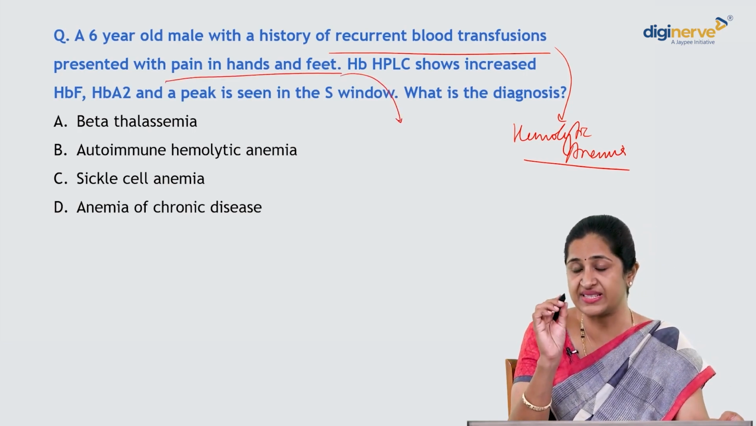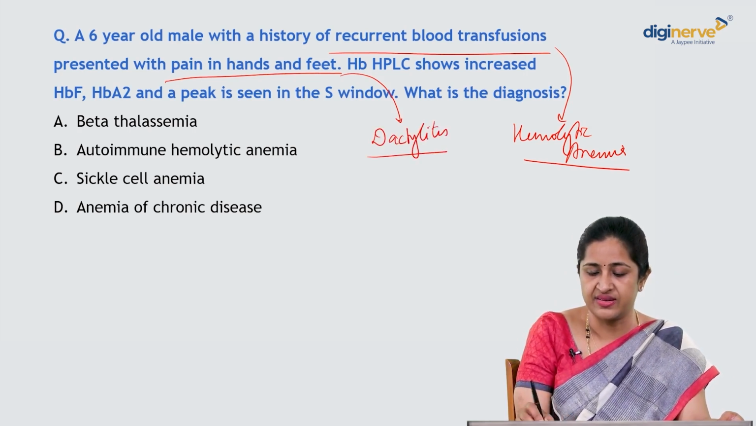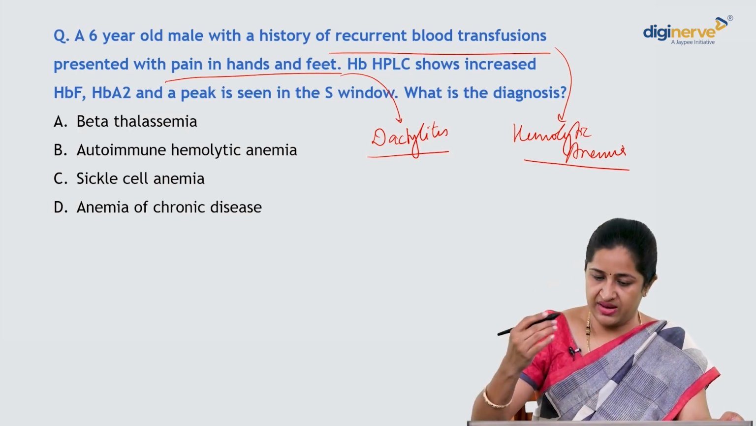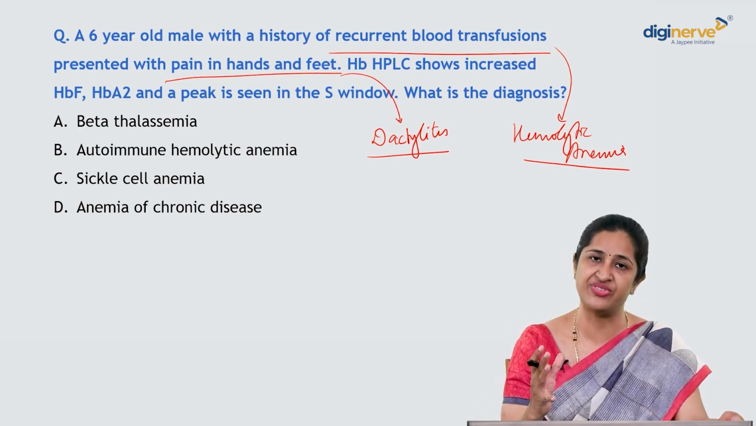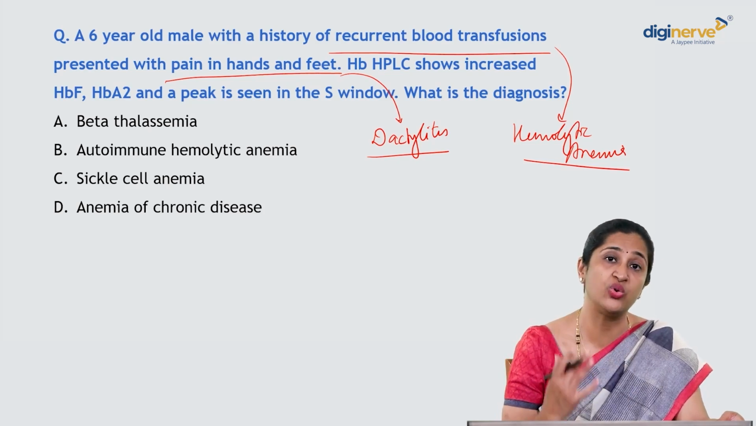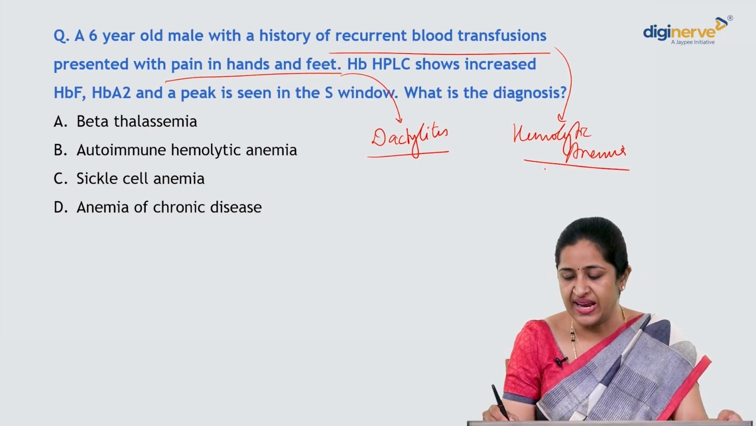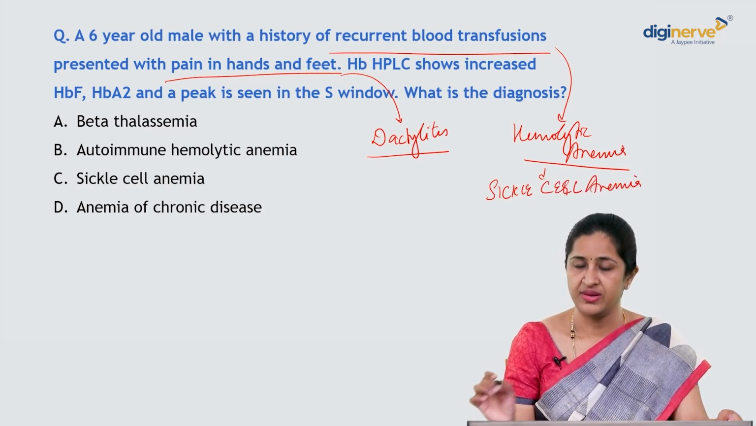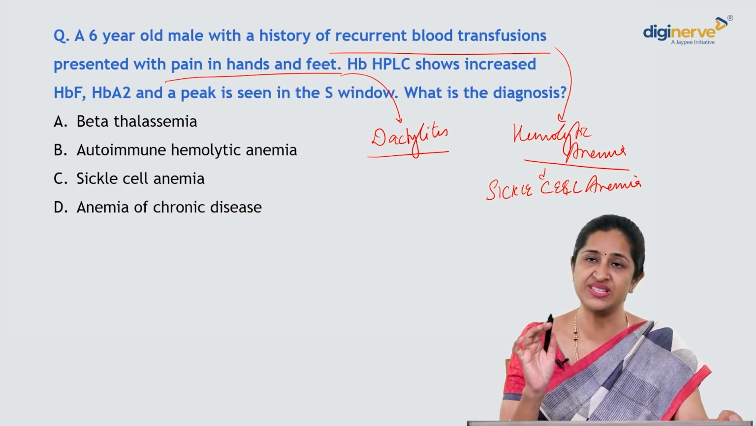Then he presents with pains in the hands and feet. Pain in the hands and feet is classically caused by dactylitis, because of the sickle cell obstructions. So already before the investigation has come, the presence of pain in the hands, feet, sometimes acute chest pain, acute abdominal pain, all these are classically seen in which of the hemolytic children? It is seen in sickle cell anemia. So already before investigation, we have come to a diagnosis. Diagnosis is sickle cell anemia.